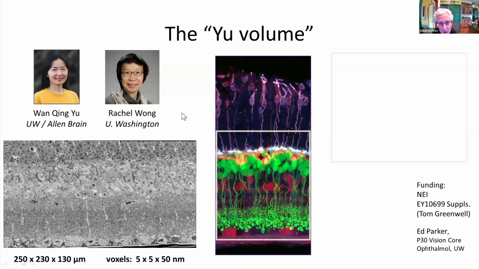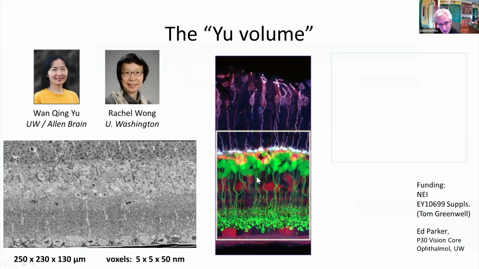And together, they generated a beautiful new volume, which we call the U volume after Wanqing, which is 250 by 230 by 130 microns. So here's the retina again. Here you see the photoreceptors, their axons coming down, synapsing in the outer synaptic layer.